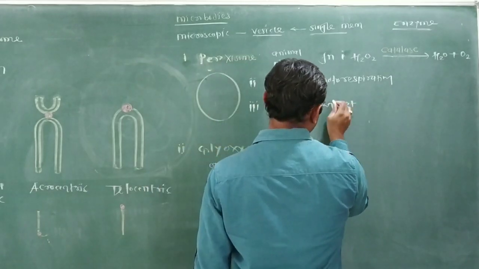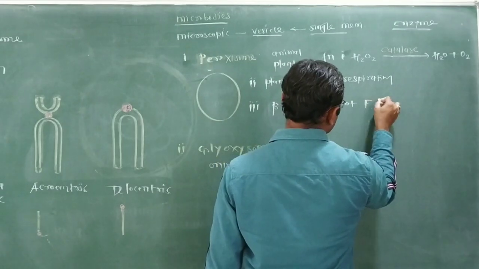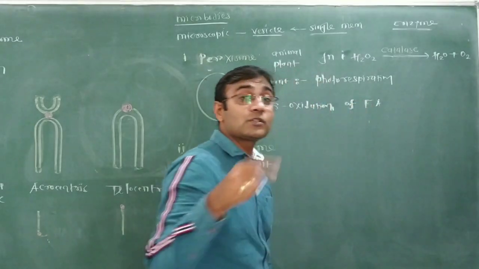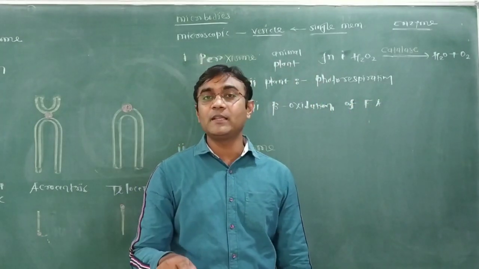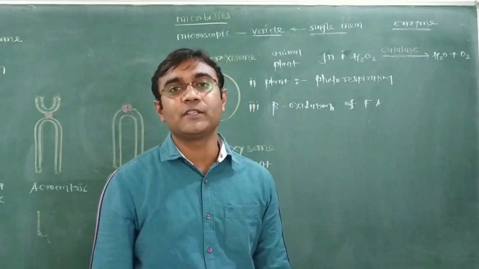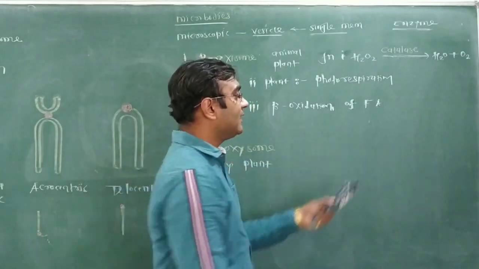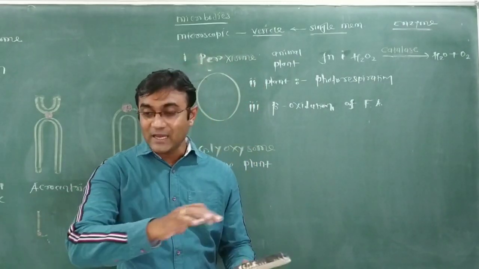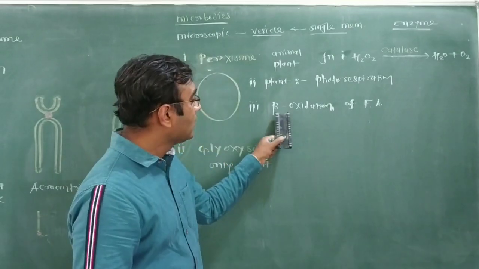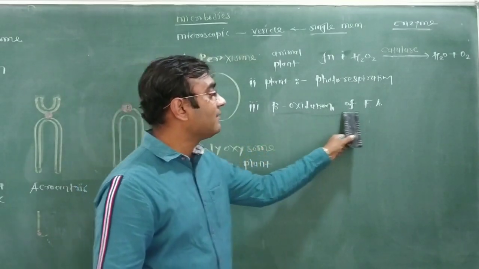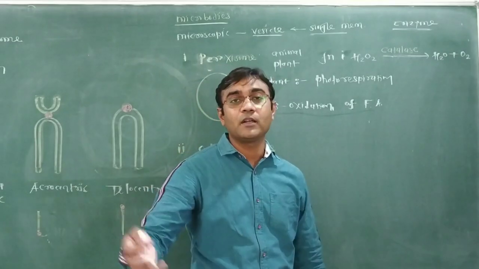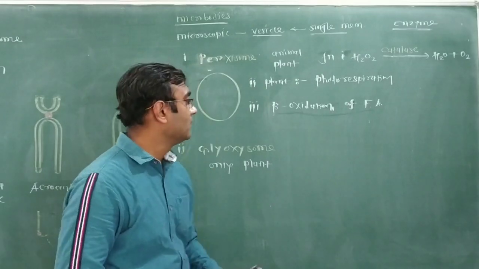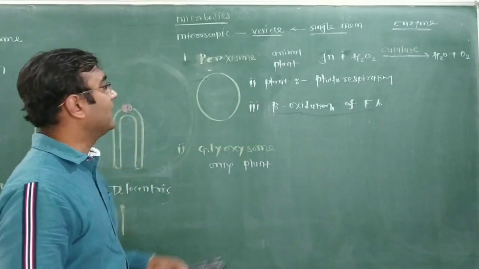of fatty acid. We know that in the process of respiration, glucose goes in, but before entering the Krebs cycle, it goes through glycolysis. In the same way, any fatty acid that is to go into respiration cannot directly enter the Krebs cycle. First it goes through beta oxidation, where the fatty acid is transformed into a substance which can go inside the Krebs cycle. So beta oxidation takes place within the peroxisome.